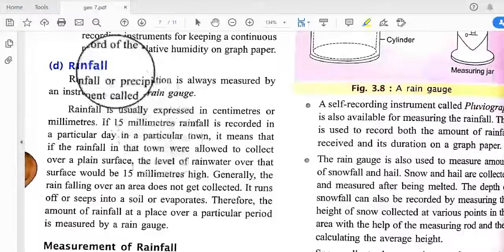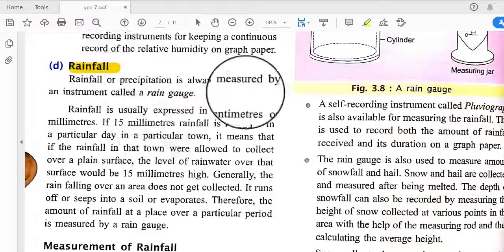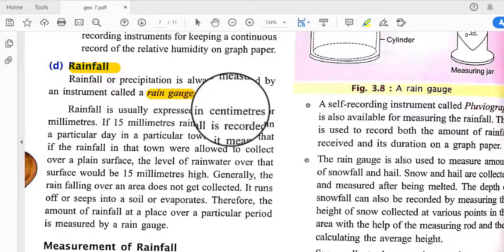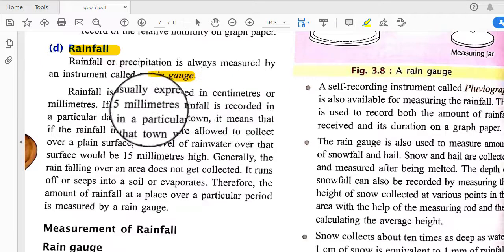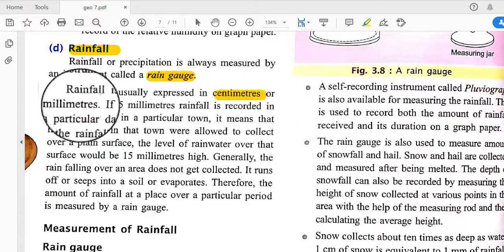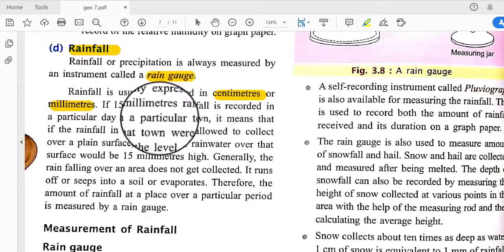So our next topic is rainfall. Rainfall or precipitation is always measured by an instrument called a rain gauge. The rain gauge is the instrument by which we can easily measure the intensity of rainfall. Rainfall is usually expressed in centimeters or millimeters.